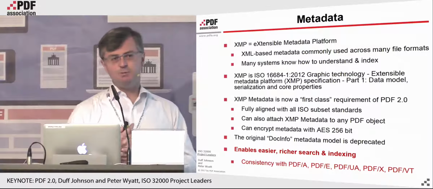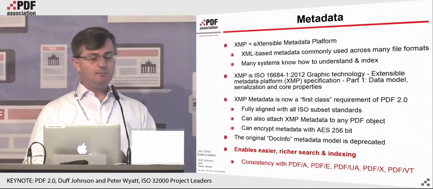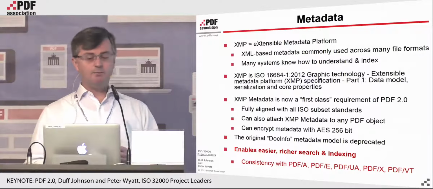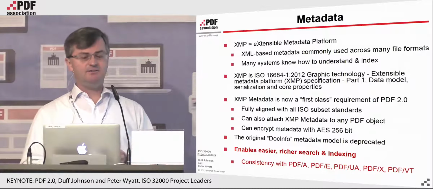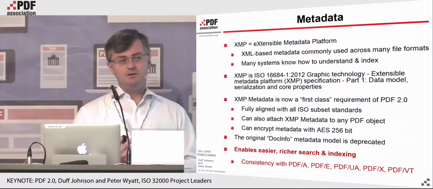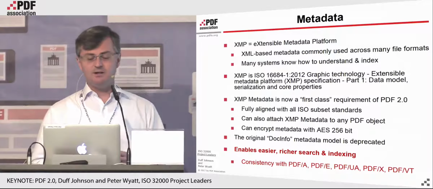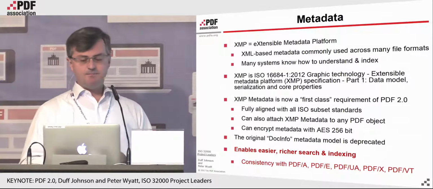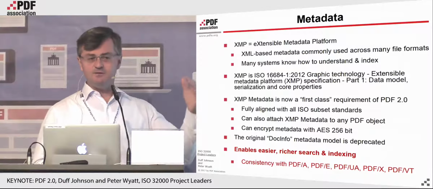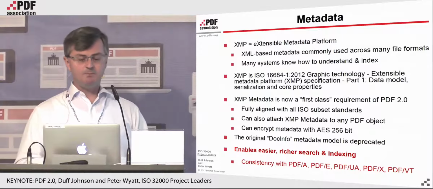Metadata. As I mentioned, we've standardized now on XMP. This is an XML-based metadata, commonly used across many file formats, and many systems already know how to process, handle, index and understand XMP. XMP is itself an ISO standard developed in the TC130 community, which is the graphic arts standards group. And XMP metadata is now a first-class requirement of PDF 2.0. This makes it fully aligned with the subset standards, which have always required the use of XMP.